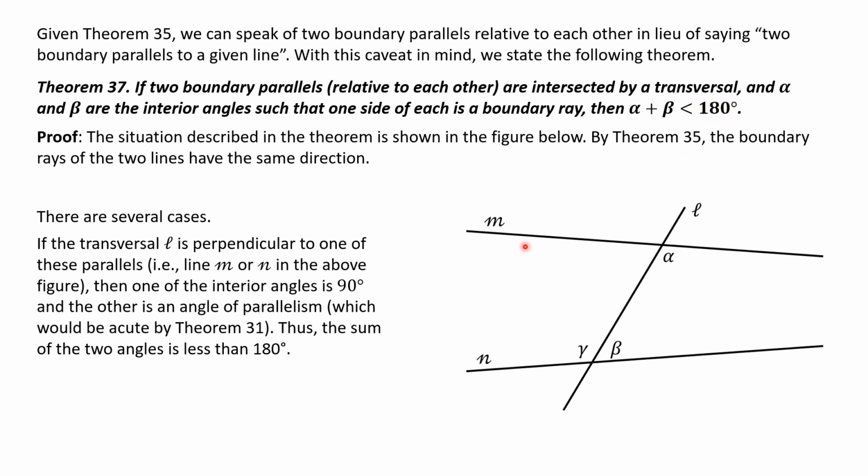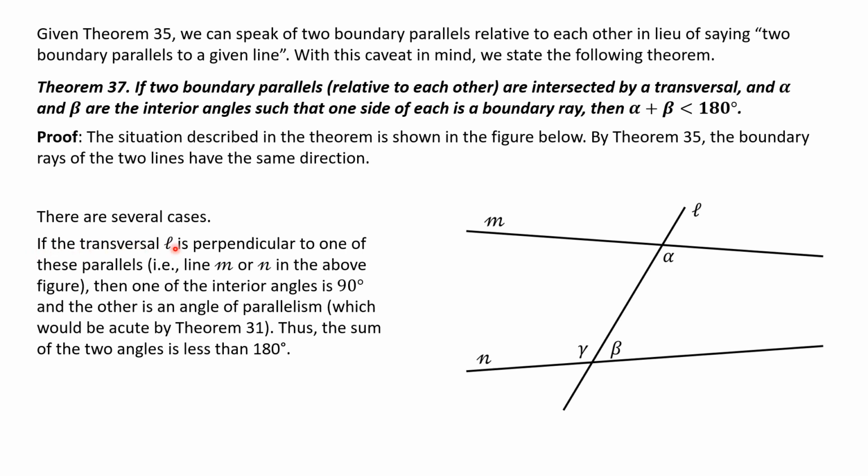So we have a picture here of what's being stated. We have M and N, and they're boundary parallels to each other. And then we have these interior angles, alpha and beta. And the theorem is claiming that the sum of these two is less than 180 degrees. We have a few cases. We'll do the first one here on this slide and then the other cases on the next slide.